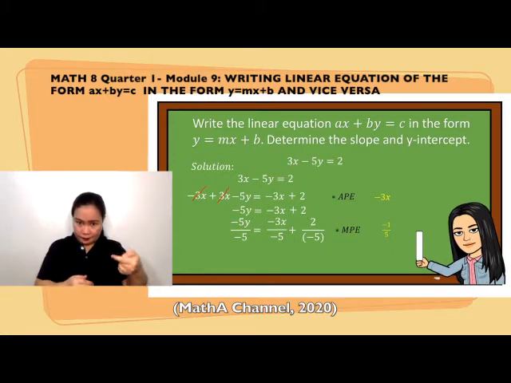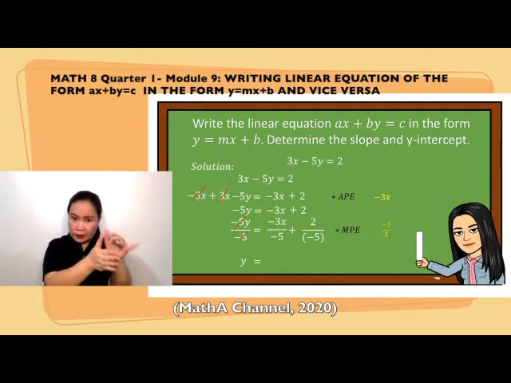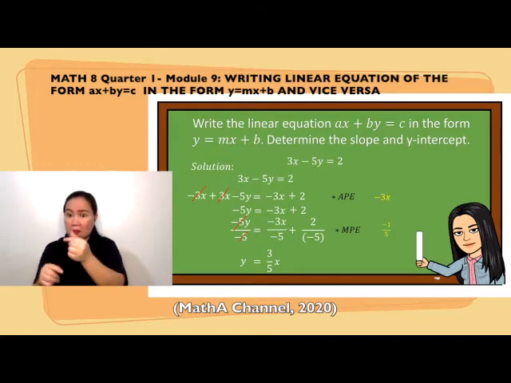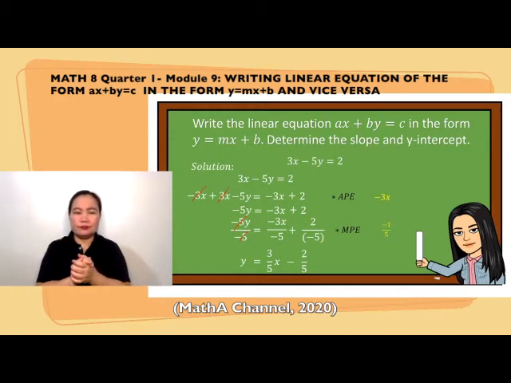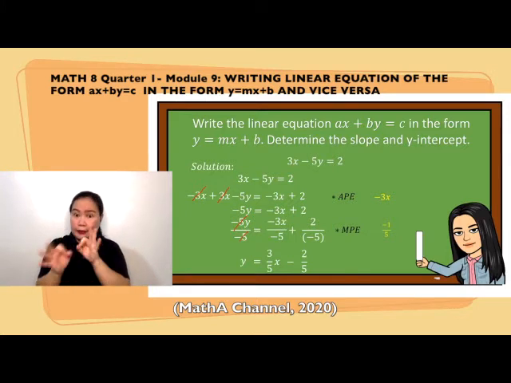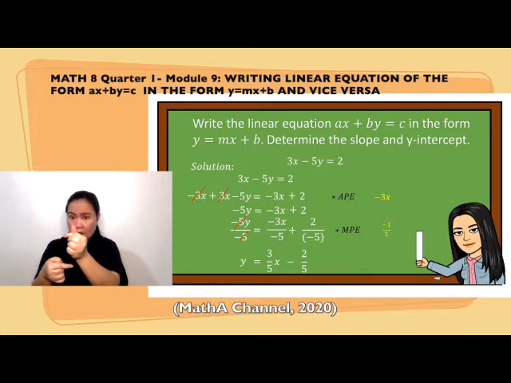Next, cancel na natin. Negative 5y divided by negative 5. So the quotient is y equals negative 3x over negative 5, which is equal to 3 over 5x. And then 2 over negative 5 is equal to negative 2 over 5. Take note, kapag nag-divide ng dalawang negative, the answer will be positive. Kaya ang ating 3 over 5 ay naging positive. Kapag naman nag-divide ng isang positive at isang negative, the answer will be negative. So that's why we have here negative 2 over 5.